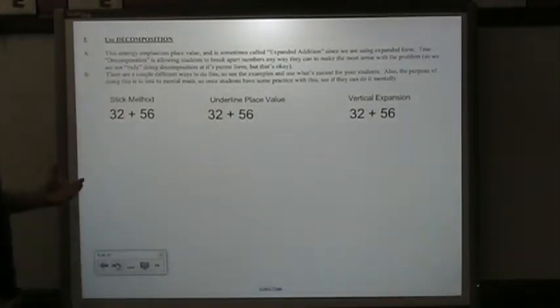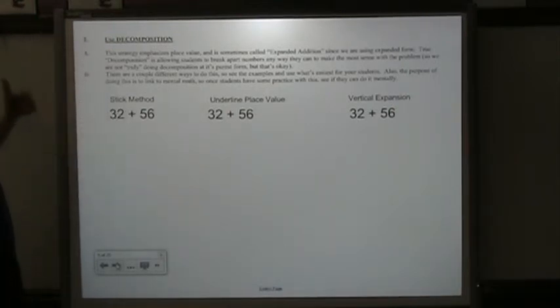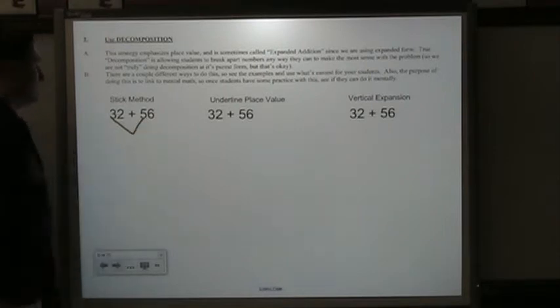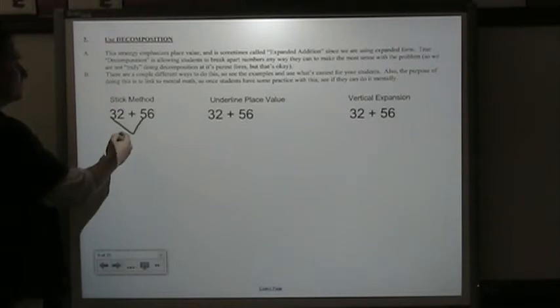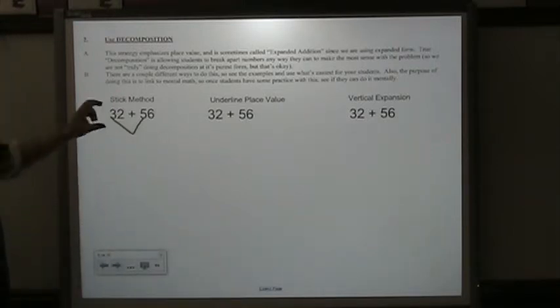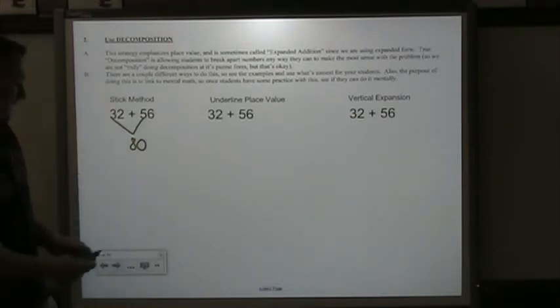When you're talking about decomposition, it's not like the traditional way where they have to start with the ones place. Typically in the stick method, you will start with the tens place. And so I put sticks, linking my two tens place numbers, and I'm talking through it myself, saying, okay, that's 30, that's 50, 30 plus 50 is 80. Now if the students need to write down 30 plus 50, you can certainly have them do that. But if you can get them to do it in their head, that would be better, and maybe that's the second step.